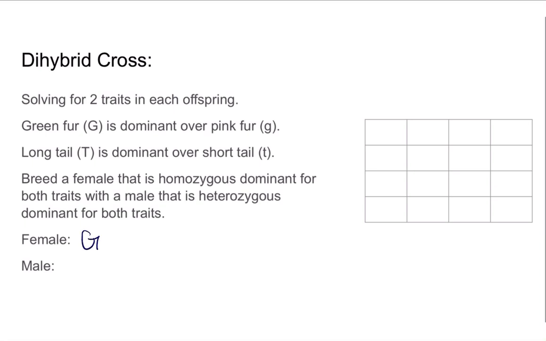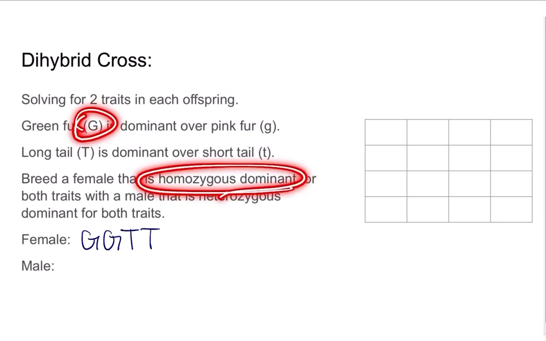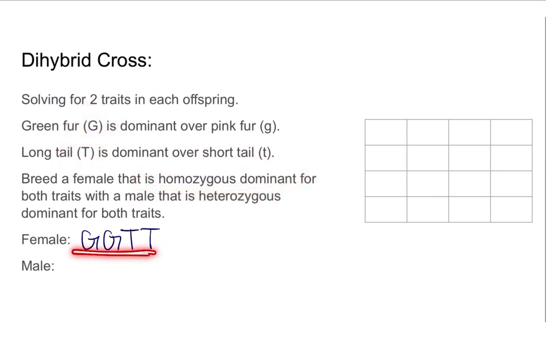So this is going to give us a big G, big G, big T, big T for the female because she is homozygous dominant. So we're using both of these, and there's two because we're solving for two traits. Let's do the same thing with the male, except he is heterozygous dominant, so he's going to have only one big G, one little g, one big T, one little t.